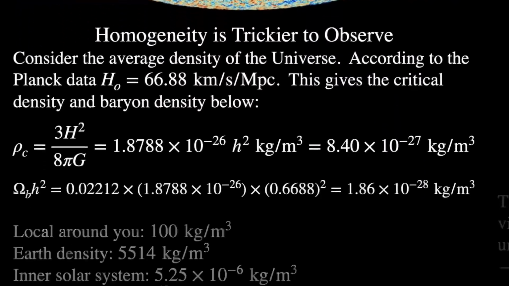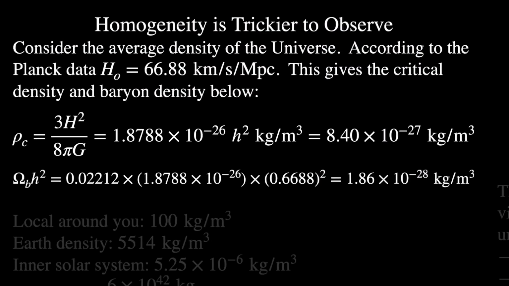Now let's take a look at homogeneity. Homogeneity is a lot trickier to observe, because homogeneity says it doesn't matter where you're standing, and we can't really move 200 megaparsecs to the right or anything. So that's really hard. Let's look at it from a slightly different perspective. Consider the average density of the universe. According to the Planck cosmic microwave background data, the Hubble constant today is about 66.88 kilometers per second per megaparsec.